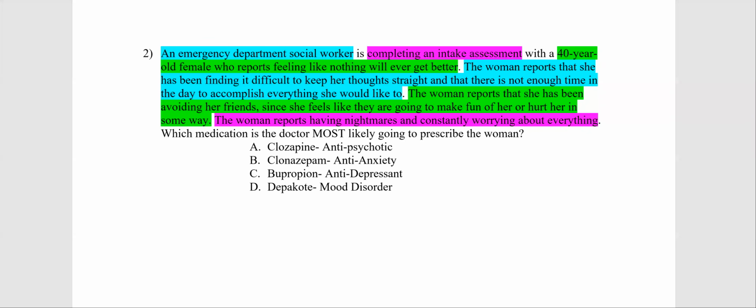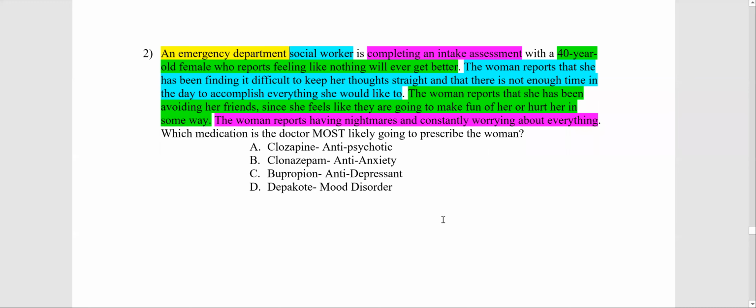So quick review: emergency department social worker, intake assessment, 40-year-old female, feeling like things aren't going to get better, finding it difficult to keep her thoughts straight, not enough time in the day, and she wants to accomplish everything but doesn't get to it. She's been avoiding her friends since they're going to make fun of her in some way. So keep that in mind as we go through each of the answer responses. So we want to keep our location in mind as well. So we're in the emergency department.